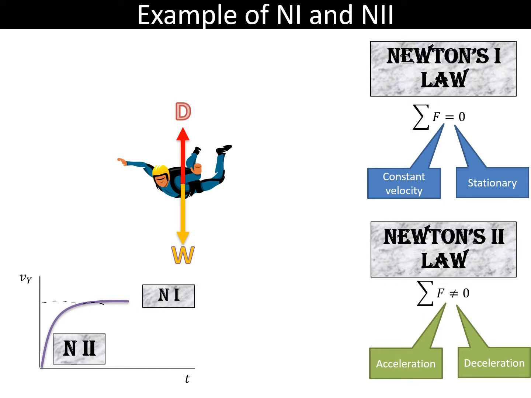The forces are equal and opposite. So you could say this is an example of Newton's third law. But because they're moving at a constant velocity, we'll stick with Newton's first law. The resultant force is equal to zero because weight is equal to drag.